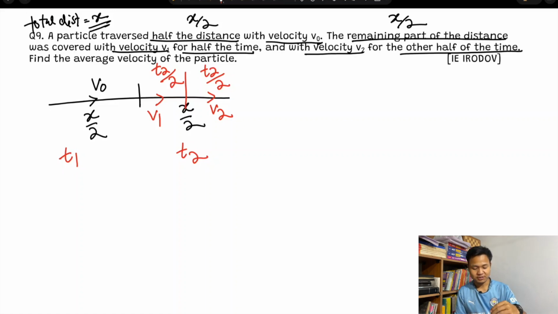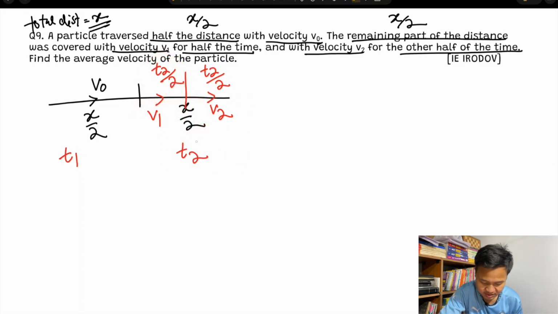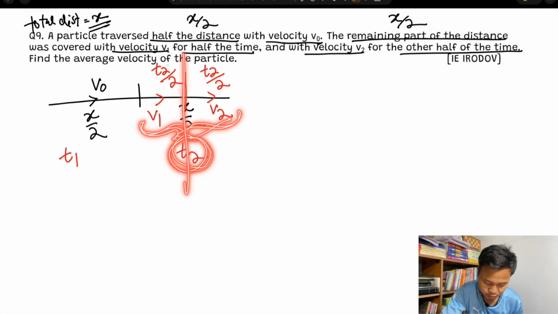So the first half of the total distance, x by 2, let's say it takes t1, with the particle going with speed v0. Then the second part x by 2, let's say it takes t2 to travel the second half of the total distance. Now we are going to split the second half into two, by half of the time. So let's say time t2 is what it takes to cover the whole second half distance. Now you split this time t2 into half again, t2 by 2, t2 by 2.